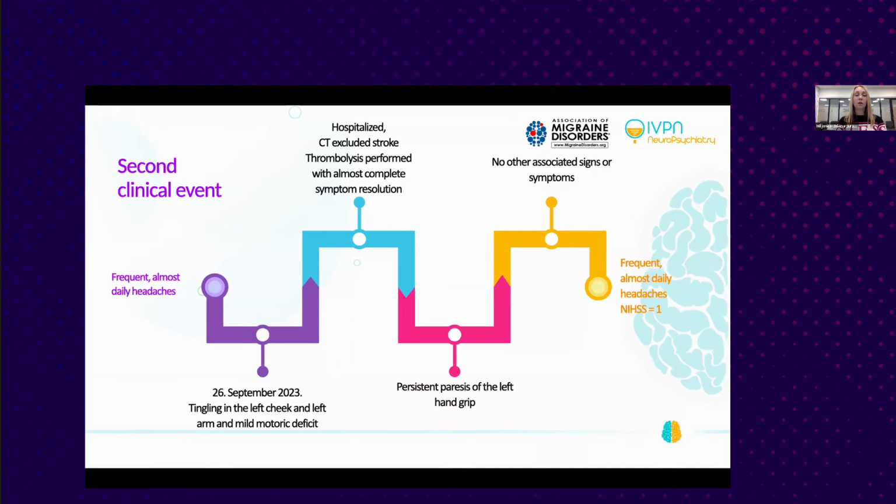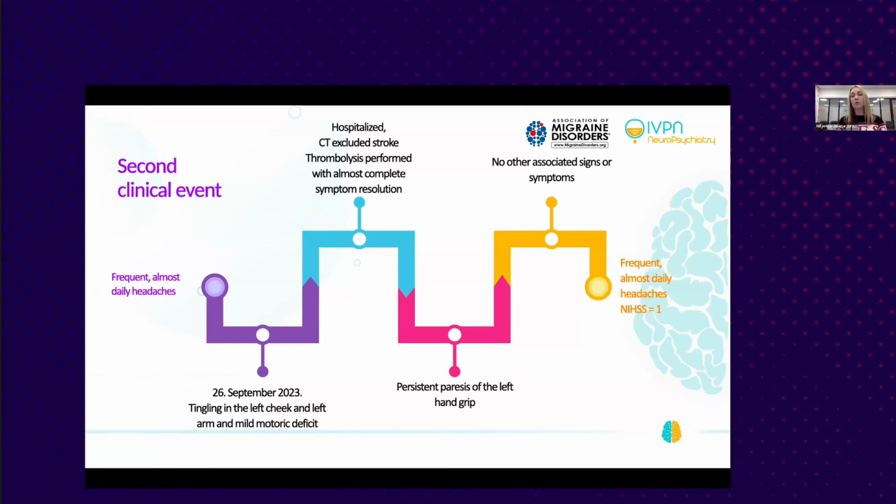She kept on having frequent, almost daily headaches. A month and a half after her first event, she felt a tingling in her left cheek and left arm with mild motoric deficit. She was again hospitalized. Initially, a CT was performed, and because it was normal, thrombolysis was performed with a complete symptom resolution. But remember, on the first occasion, she also had spontaneous symptom resolution within an hour. However, after this occasion, she had persistent paresis on her left hand, which stayed upon the discharge.